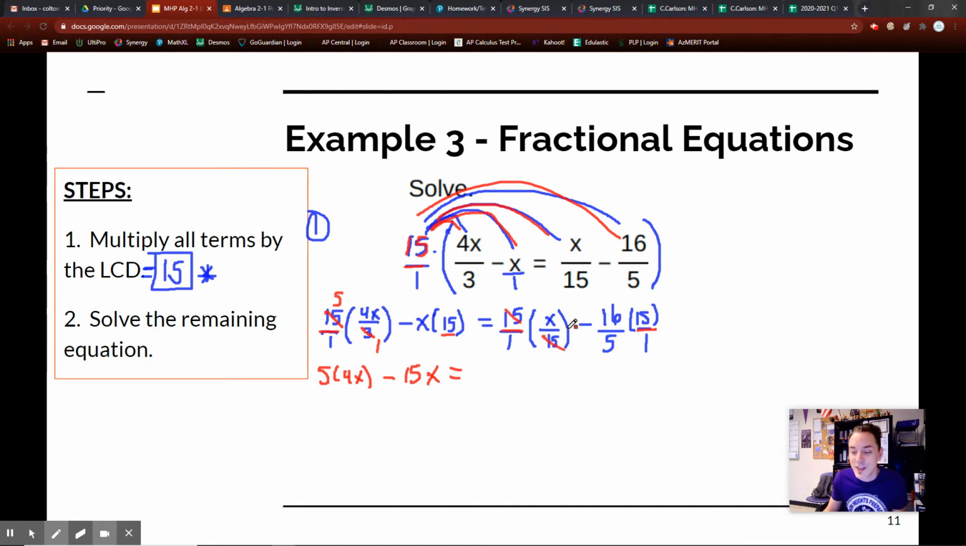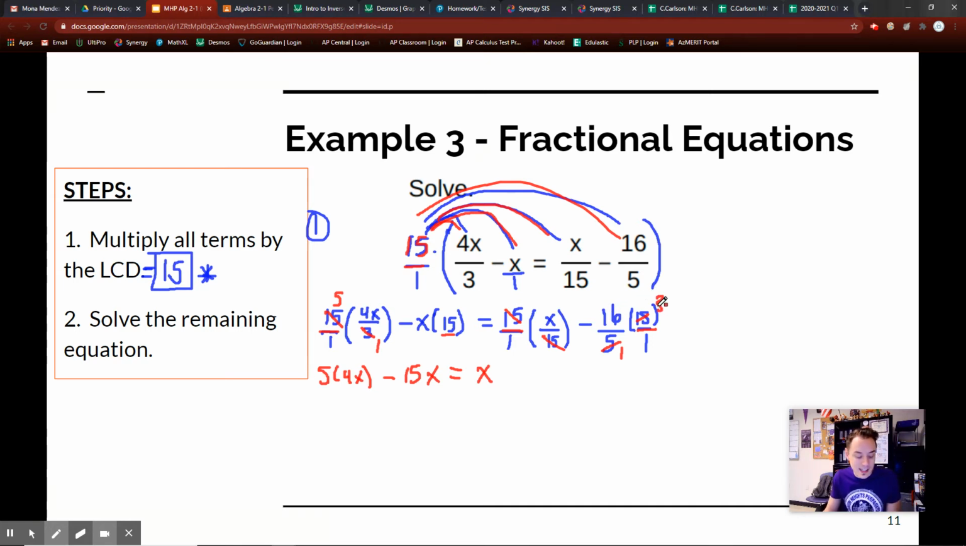How many times does 15 go into 15? Just once. And so that means that just goes poofy and I just get x. Technically it's 1 all over 1 times x, but we're just going to leave x. How many times does 5 go into 15? 3 times. 5 goes into 5 once. 5 goes into 15 3 different times.